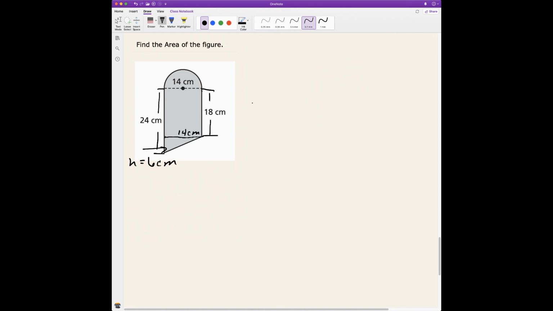So we have a semicircle. So the area of a semicircle is half the area of a circle. Pi times radius squared divided by 2. Plus, the formula for the area of a trapezoid is the height times base 1 plus base 2 divided by 2.